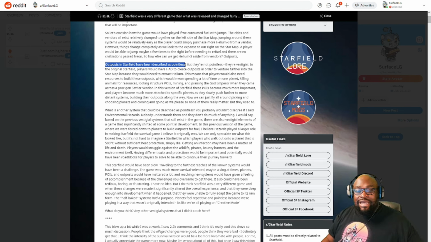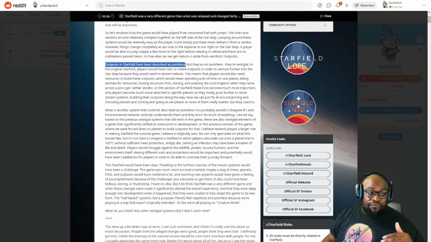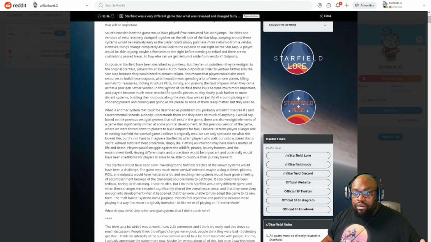You can play through the entire game, go to every single star system without making one outpost, where you can basically buy everything you need from a vendor back in one of the capital cities, just go over to a research station, build it at that research station and keep it moving from there.